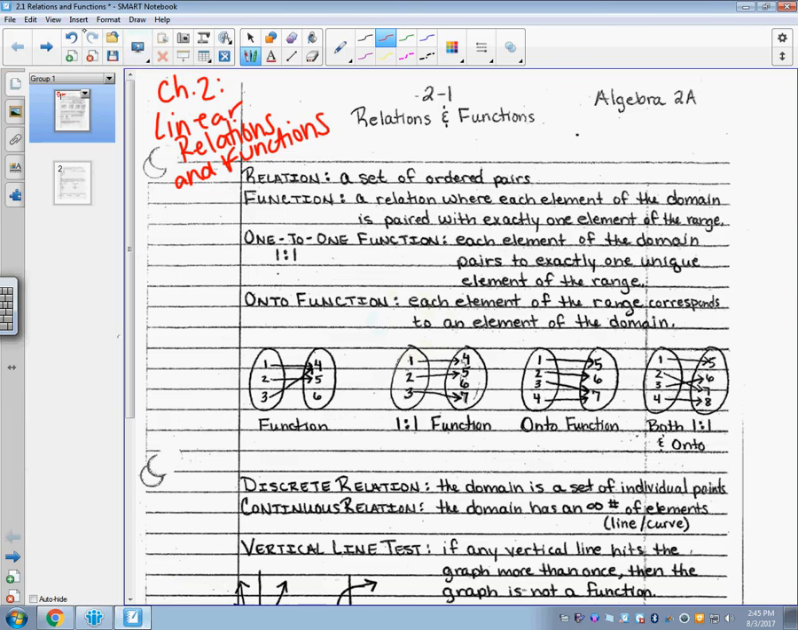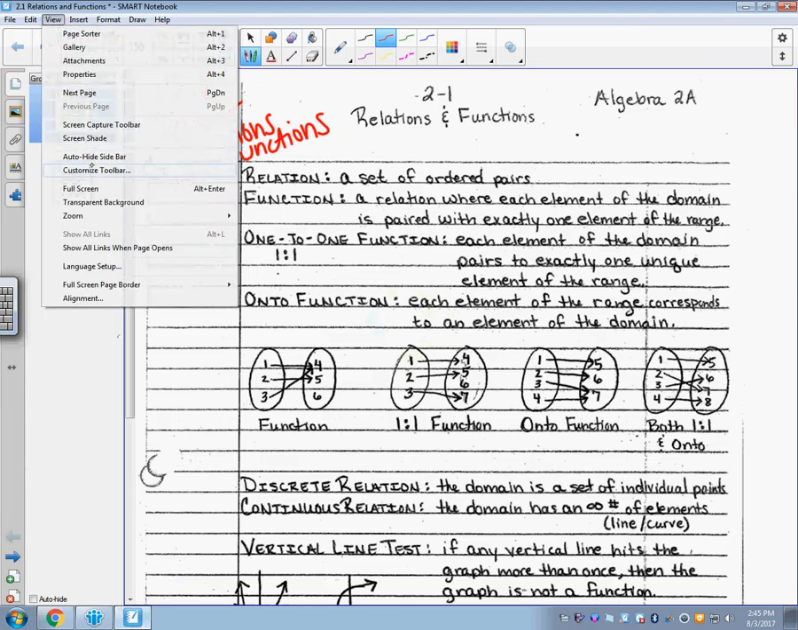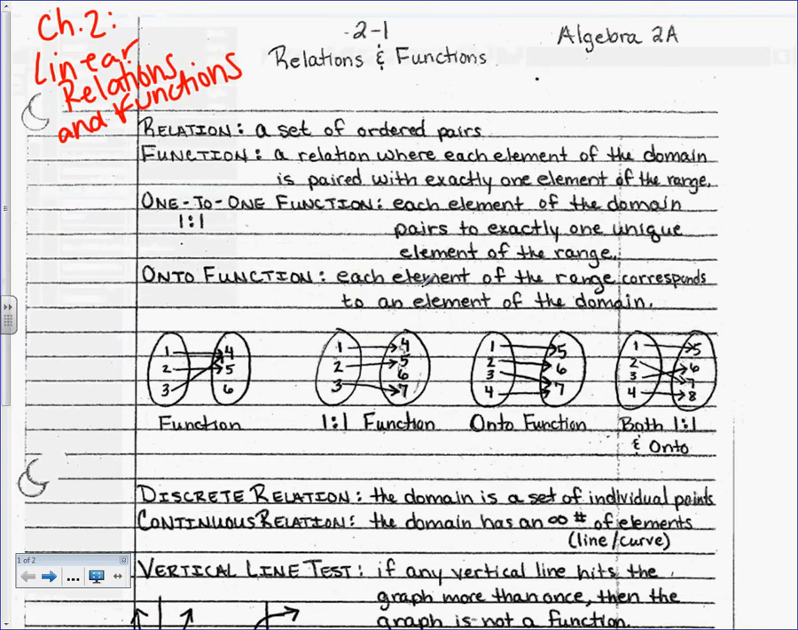All right, today we are doing chapter 2. It is linear relations and functions. So section 2-1 is relations and functions. We've got some vocabulary to talk about. Some of it you should remember, some of it might be a bit new to you, and we'll just go from there. So a relation is a set of ordered pairs.